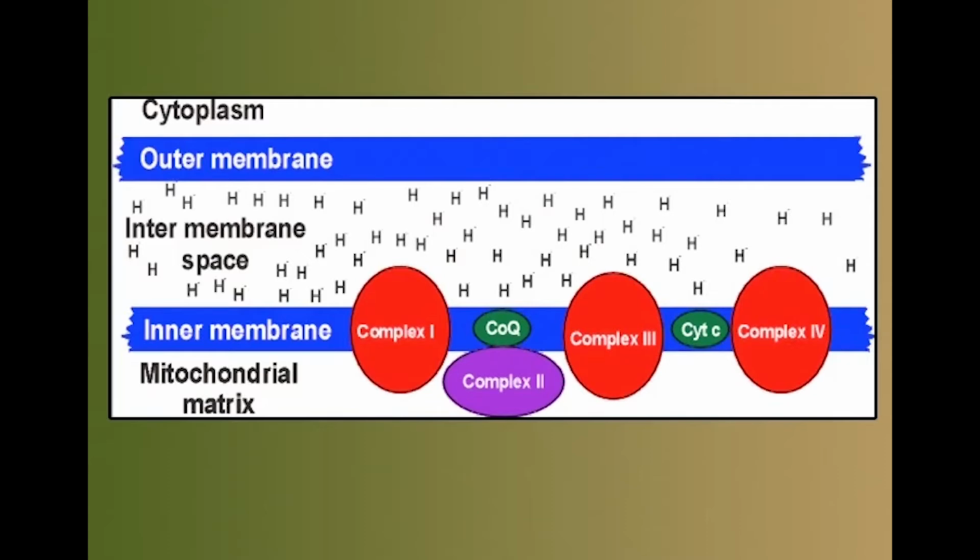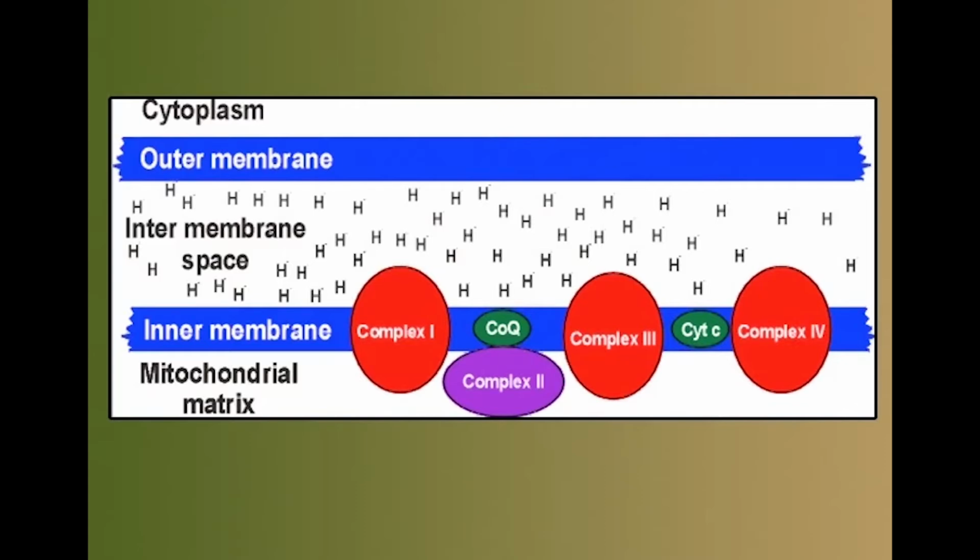So, cytochrome BC1 complex is the complex 3, meaning it has cytochrome B and cytochrome C1. Then you have a small mobile protein called cytochrome C, which is associated with complex 3. And the fourth complex is the enzyme cytochrome oxidase, which is involved in the final transfer of electrons to oxygen to form water.